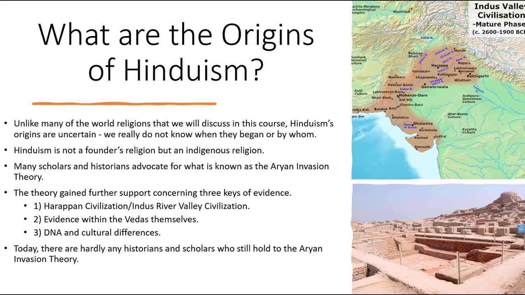So the theory suggested that the British were descendants of the Aryans and that therefore they were the natural rulers of India, and that the native population, which was primarily of Dravidian stock, and that's again the southern area of India, were inferior to British rule. So again, this is why a lot of people have abandoned this theory.